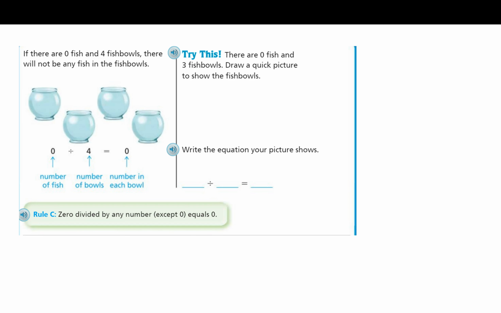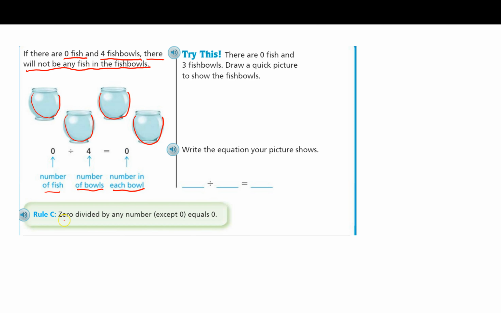All right, let's take a look. We're on the first problem on page 254 in your big math book. If there are 0 fish and 4 fish bowls, there will not be any fish in the fish bowls. So let's see. The number of fish is 0. We see there's no fish. The number of bowls is 4. 1, 2, 3, 4. So the number of fish in each bowl is 0.